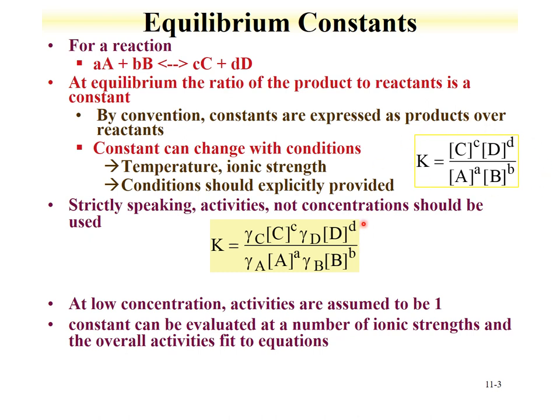One should really use activities, which are listed in this equation here. We have activity coefficients. At low concentrations, activities are assumed to be one. And what one could actually do to try to evaluate some of these activity coefficients is to examine constants over a range of ionic strengths and fit the activities.